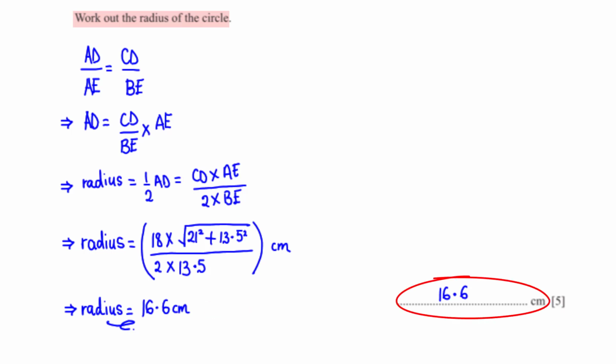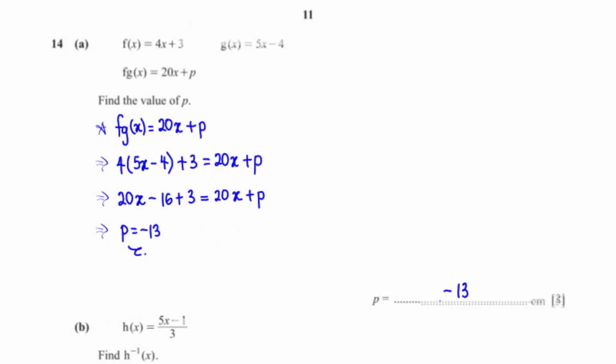f of x equals 4x plus 3. g of x equals 5x minus 4. f of g of x equals 20x plus p. Find the value of p. So to find f of g of x, we take out the x letter in f of x and replace it with g of x. And so we have 4 times 5x minus 4 plus 3 equals 20x plus p.